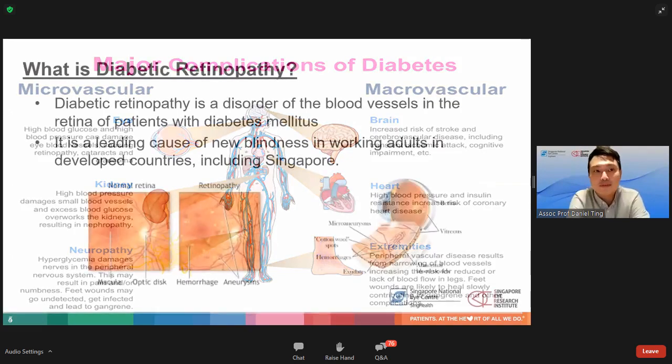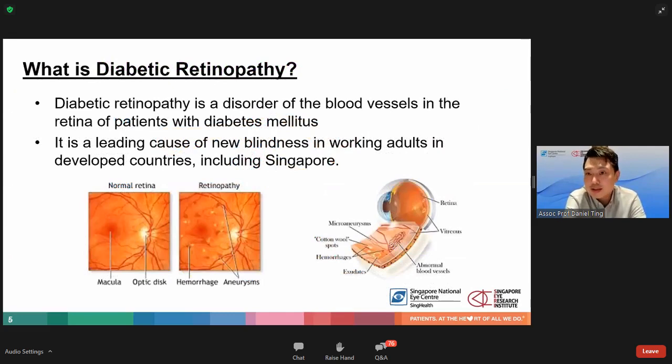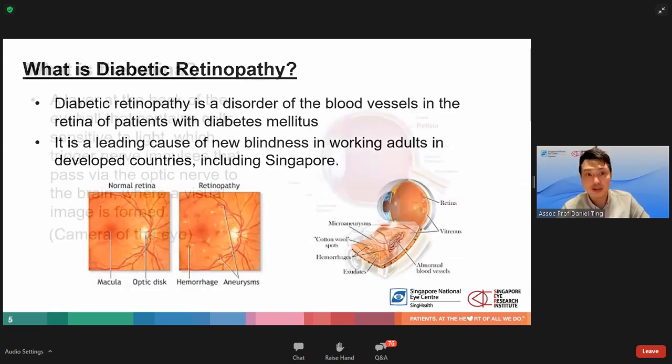So what is diabetic retinopathy? It is a disorder of the blood vessels in the retina. In the next slide, I'm going to tell you what the retina is in your eye. It is a leading cause now. From the research we know, diabetic retinopathy is the major acquired visual loss among working adults these days, especially in developed countries.